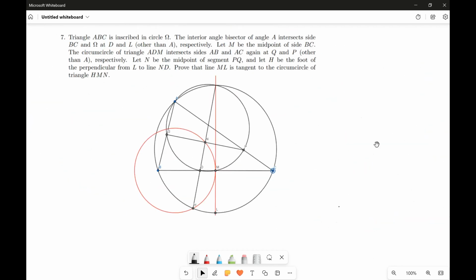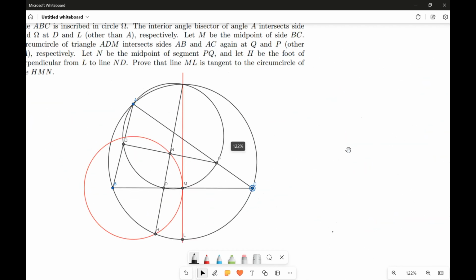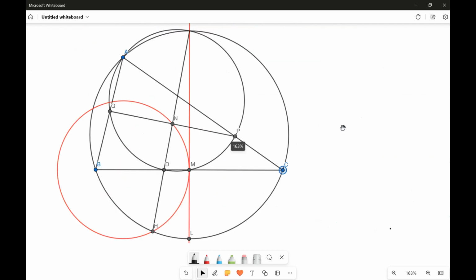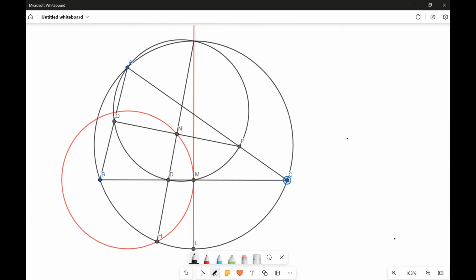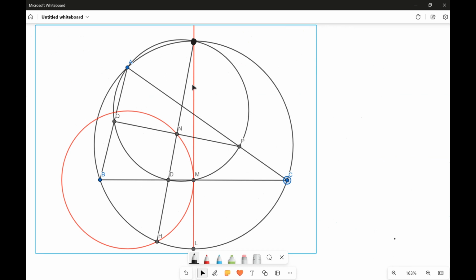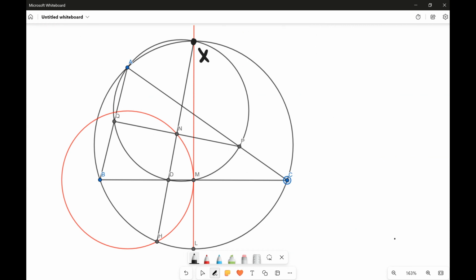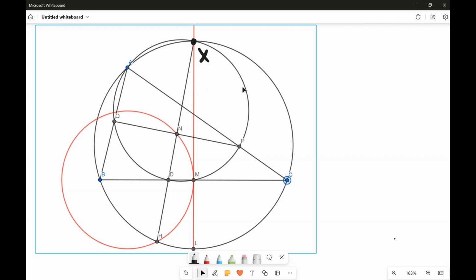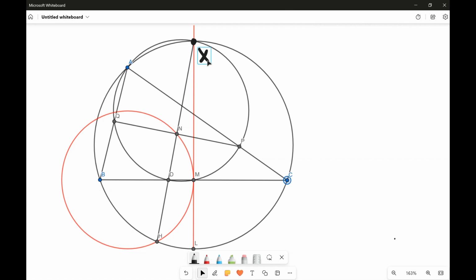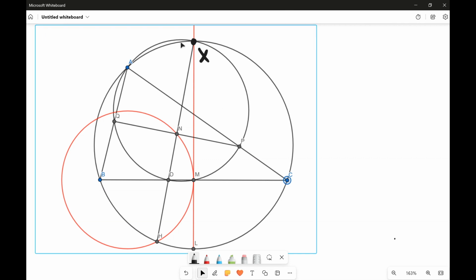And one final thing I want to note that appears in this diagram: it appears that these two circles and these two lines concur at the same point X. Go ahead and let me know your proofs in the comments. If you have a proof that X lies on all of these circles and these two lines, then let me know in the comments.